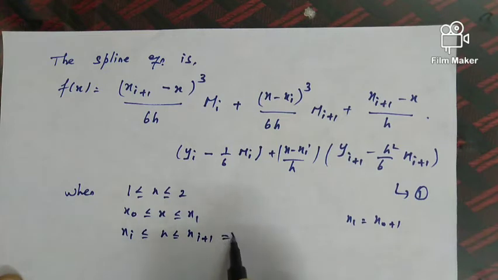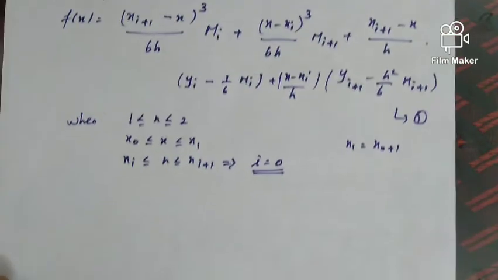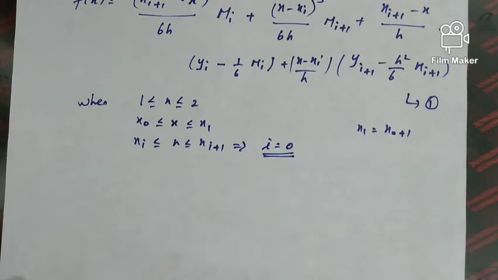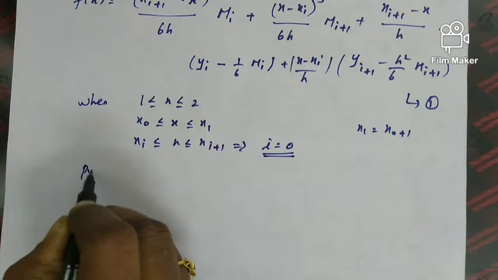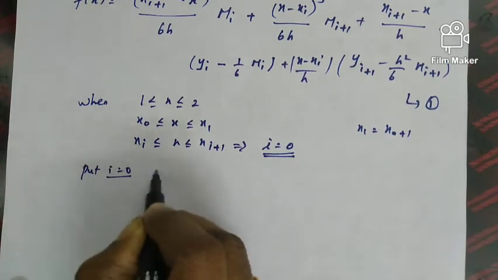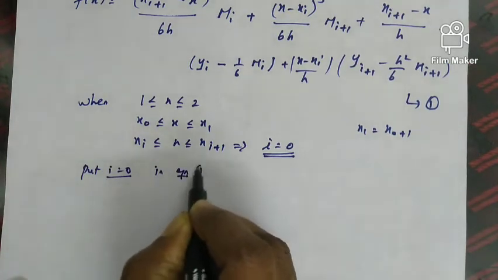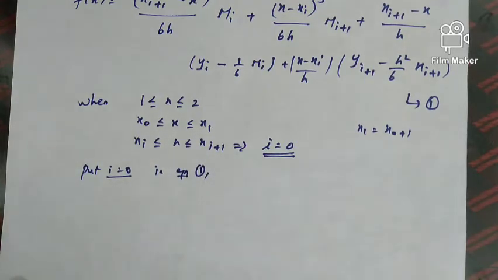which implies i is equal to 0. So in the spline equation, we are supposed to substitute i equal to 0, that is, put i equal to 0 in equation 1. The introduction lecture of spline, the link is in the description box. You go through that video, and after that you come to this problem. It will be very easy to understand.